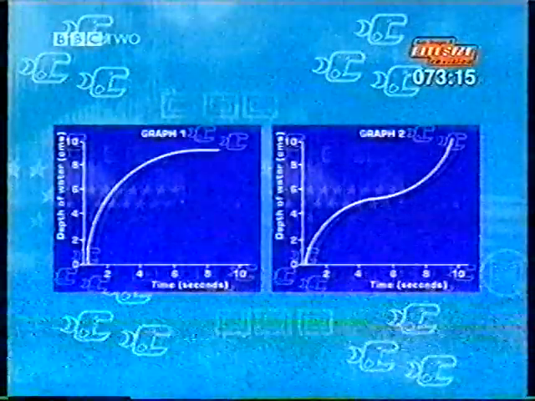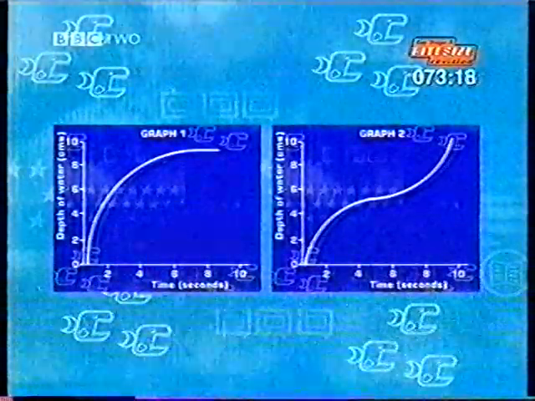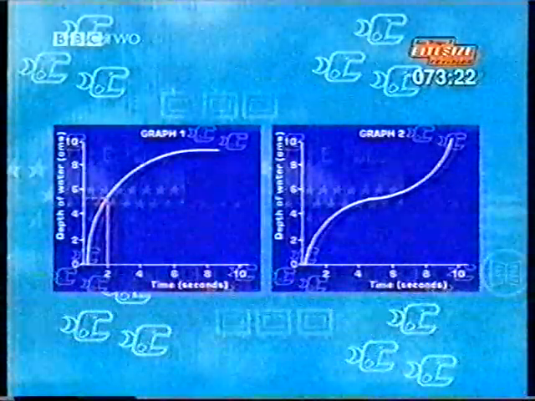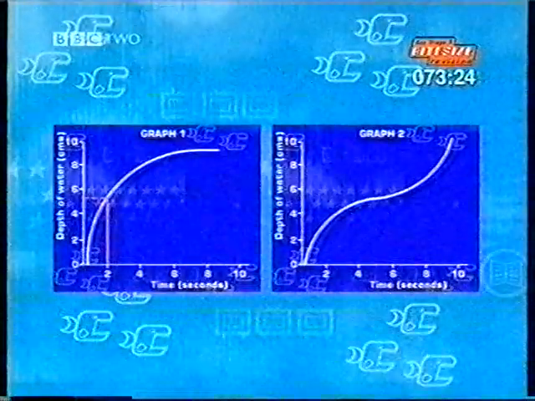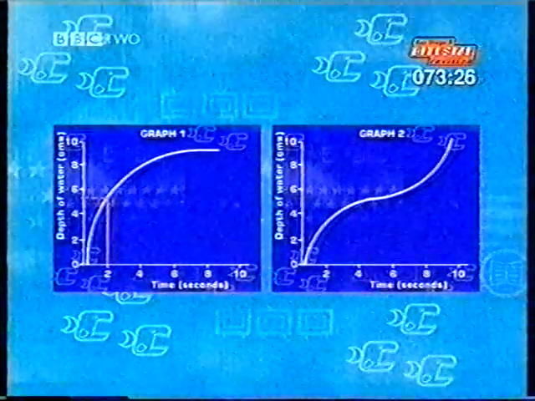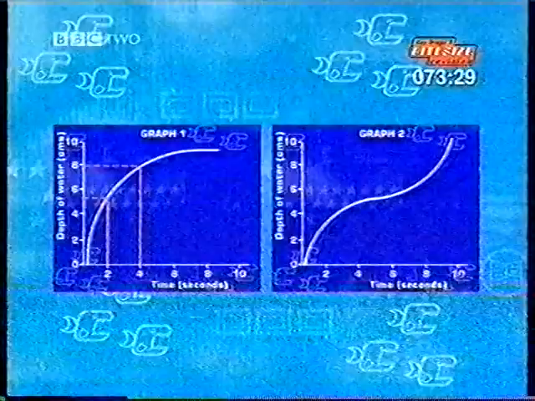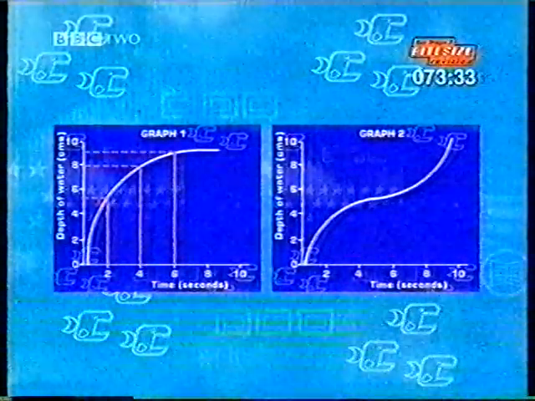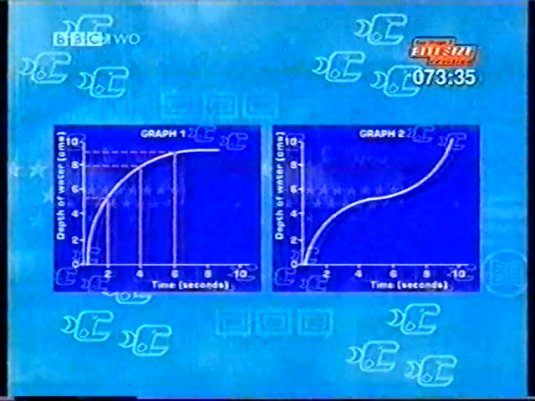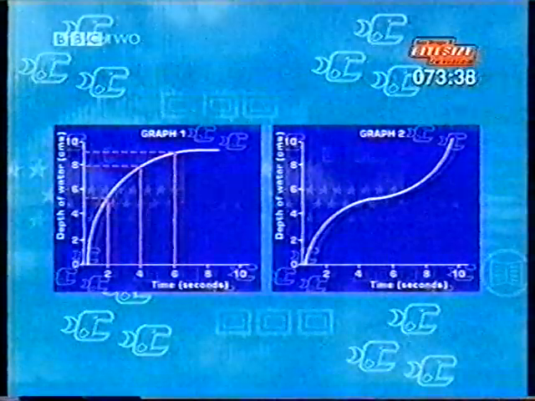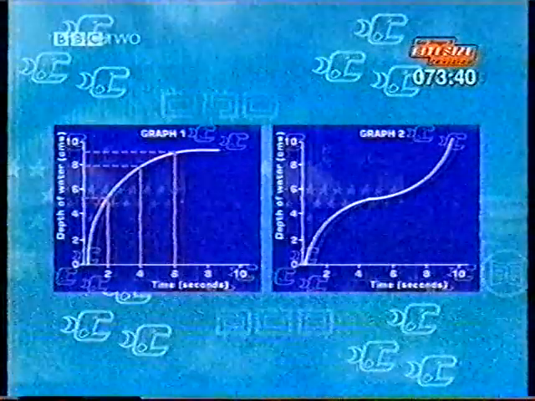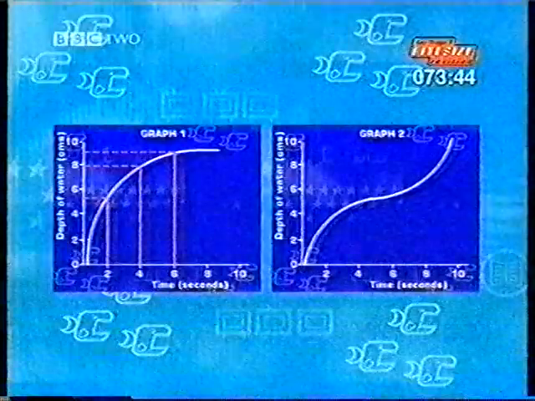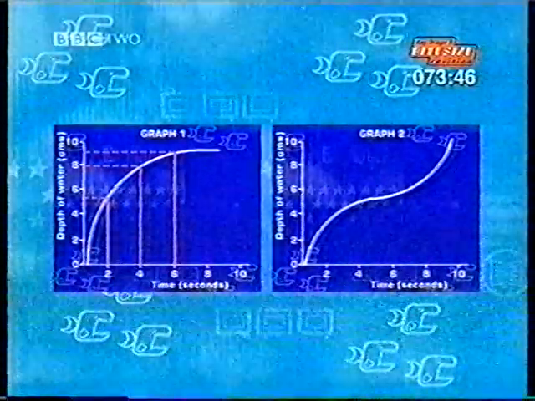For example, these graphs show the depth of water as containers fill up. Let's look at graph 1. At 2 seconds on the x-axis, the container has filled to a depth of 5 centimetres. When the same amount of time has passed again, at 4 seconds, it's filled to the depth of 8 centimetres. And the same amount of time again, it's filled to a depth of 9. So although the same amount of time passes on each occasion, the water in the container fills at a slower and slower rate. This could be because the container is getting wider.